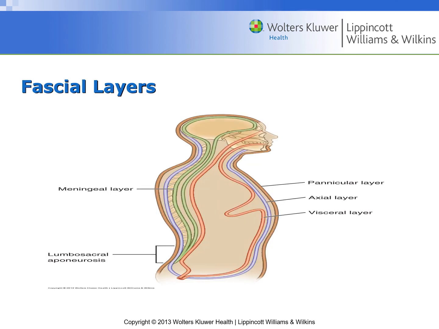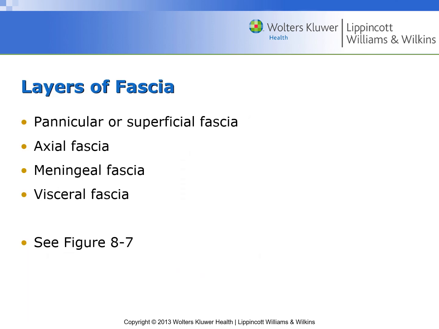And here we see illustrated the fascial layers. We see the meningeal layer over to the left most superiorly, and just beneath we see the lumbosacral aponeurosis. Over to the right most superiorly we see the panniculary layer, followed by the axial layer and the visceral layer. And as we just mentioned, the layers of the fascia consist of the panniculary or the superficial fascia, the axial fascia, the meningeal fascia, and the visceral fascia.